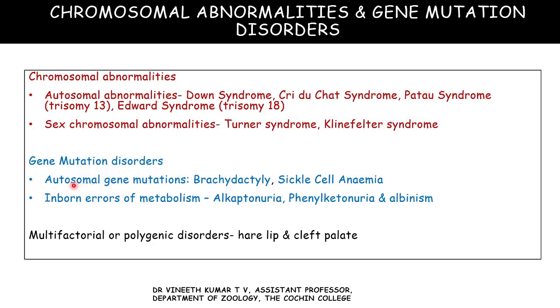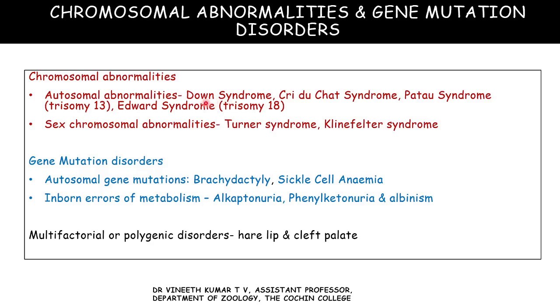Coming to gene mutation disorders, we'll discuss them under two heads. The autosomal gene disorders include brachydactyly and sickle cell anemia, and the inborn errors of metabolism: alkaptonuria, phenylketonuria, and albinism. At the end, we'll discuss the multifactorial and polygenic disorders, which are hare lip and also cleft palate.